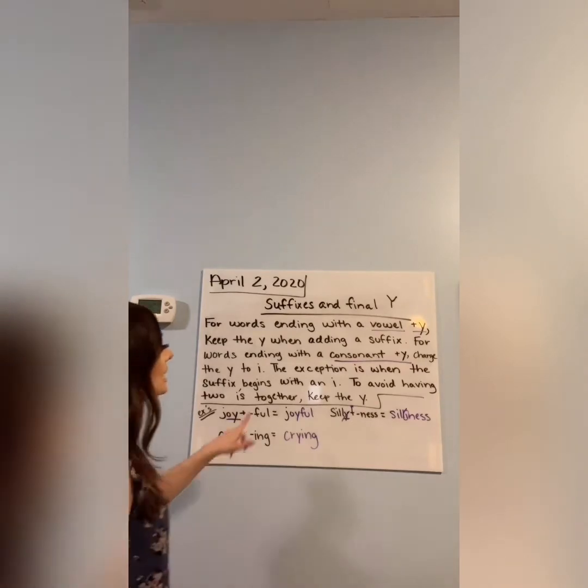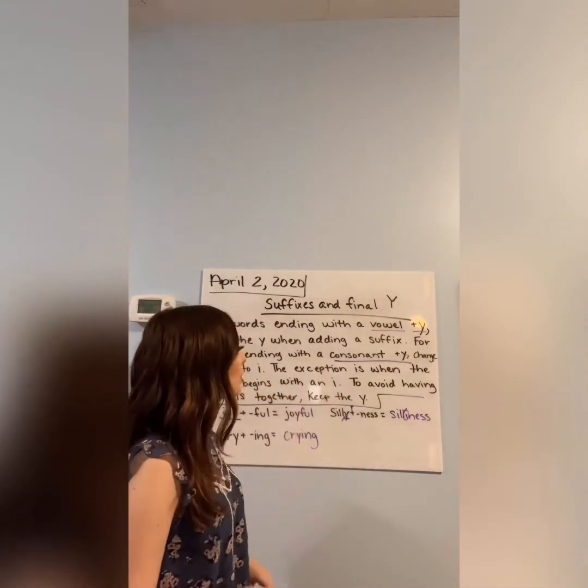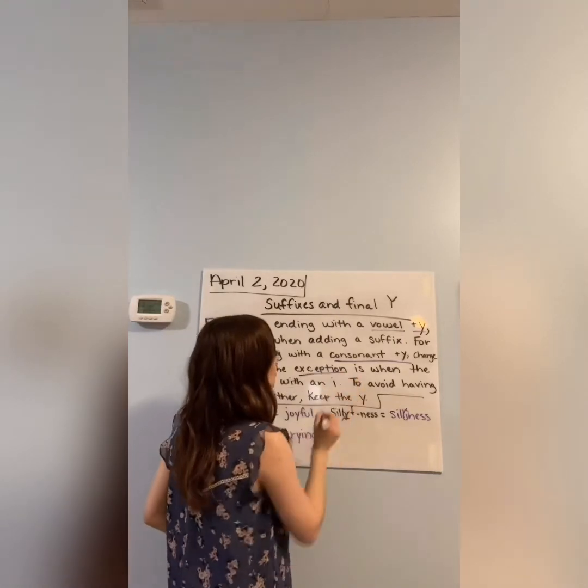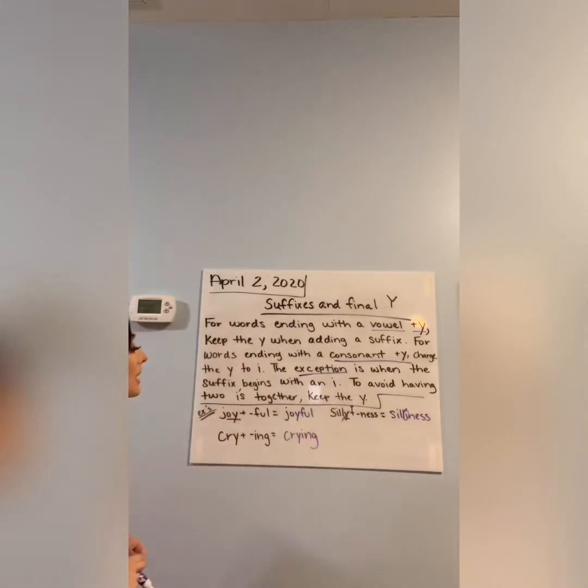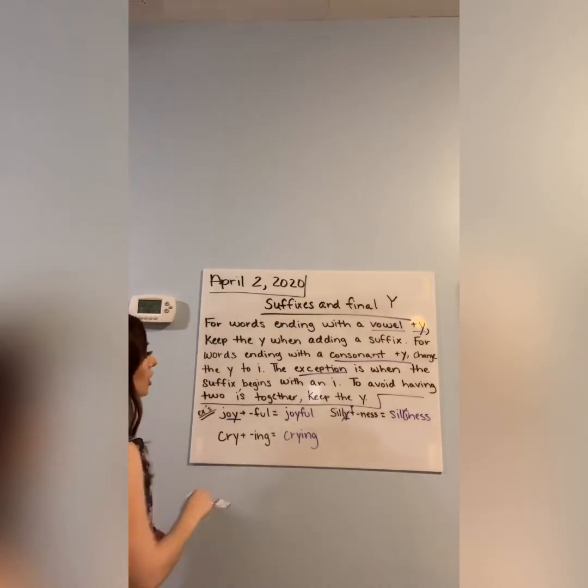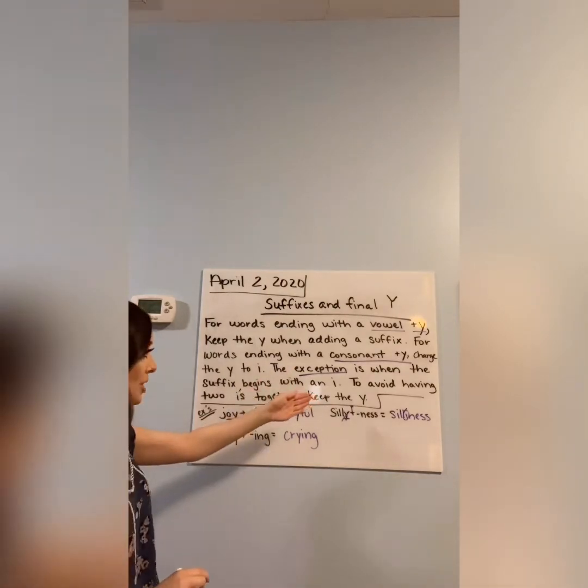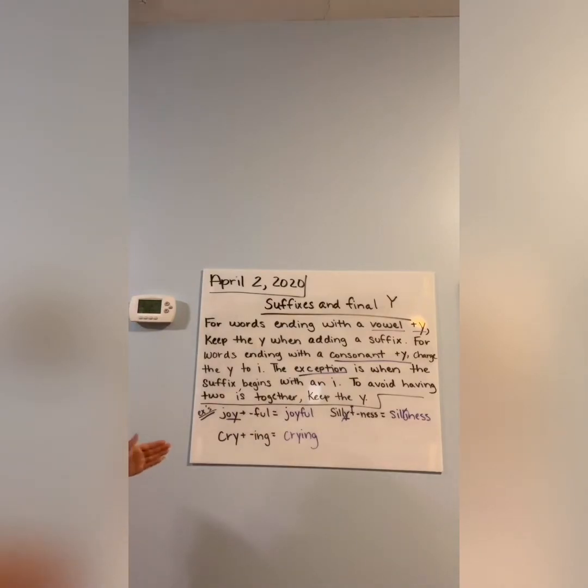Okay, so now moving on to the last sentence. It says, the exception is when the suffix begins with an I. To avoid having two I's together, we would keep the Y. So let's look at our last example, which is crying. Remember, we have an exception, and that's when the suffix begins with an I.